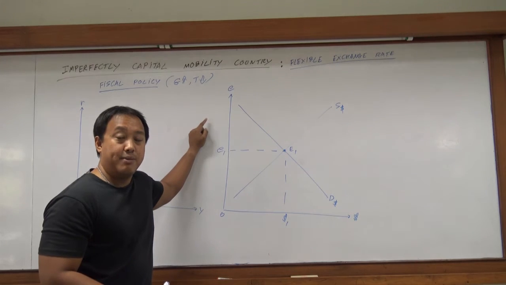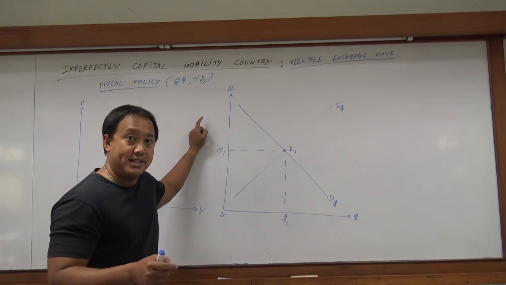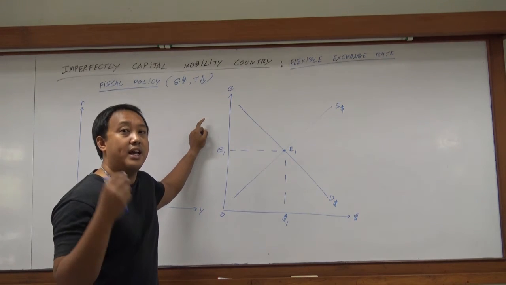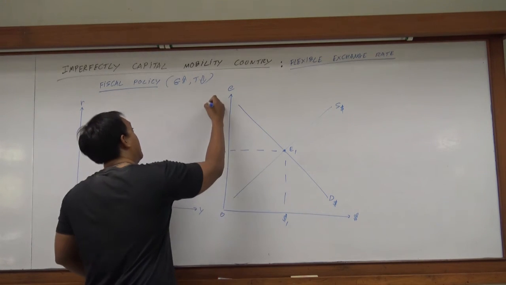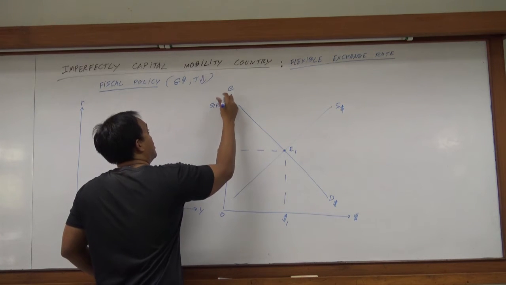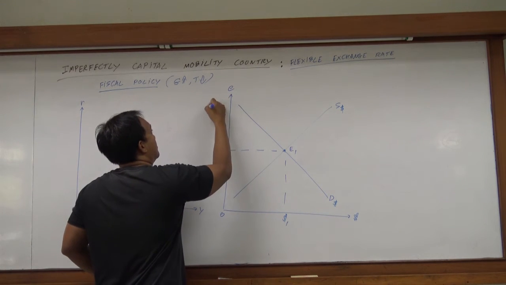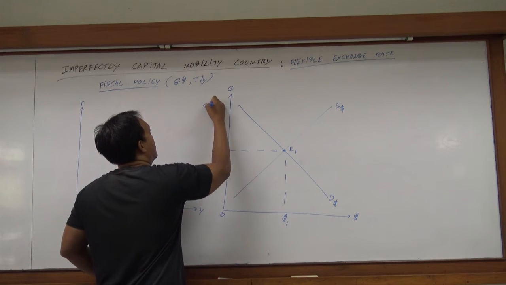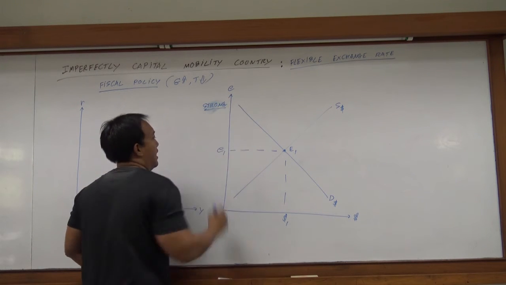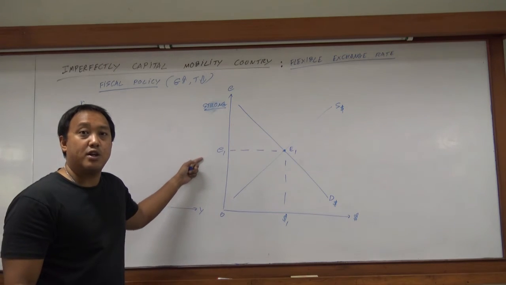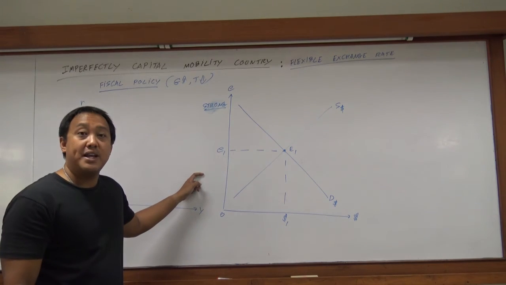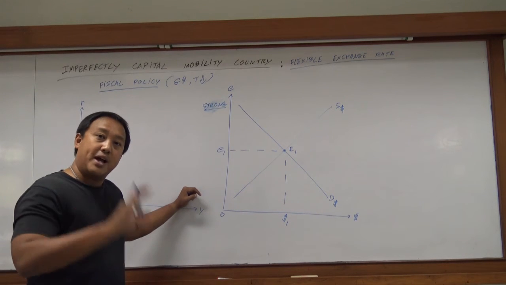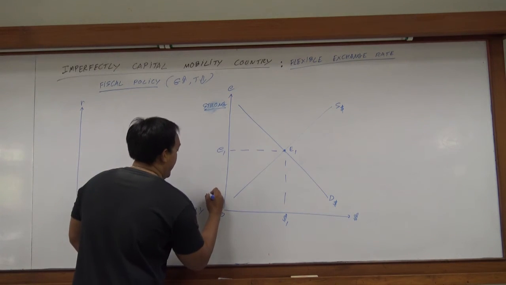If E goes up, it means that our currency becomes more expensive. When our currency becomes more expensive, it means that our currency has a stronger value. Okay, strong. When the nominal exchange rate goes down, or E goes down, it means that the price of our currency, or the value of our currency, becomes weaker. Weak.